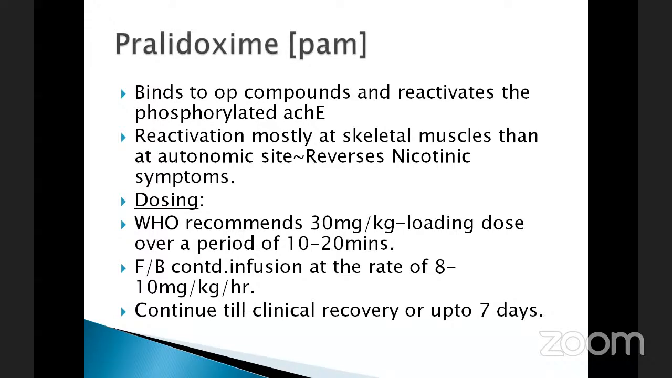So how will you manage an organophosphorus case? A 20-year-old young man is brought here in an unconscious state, gasping, profuse sweating, and heart rate is 40. How will you manage this case? Approach.